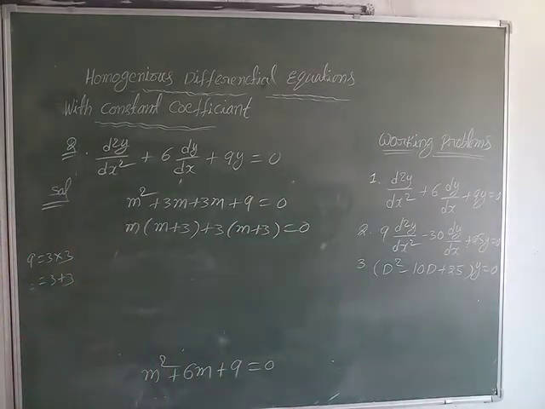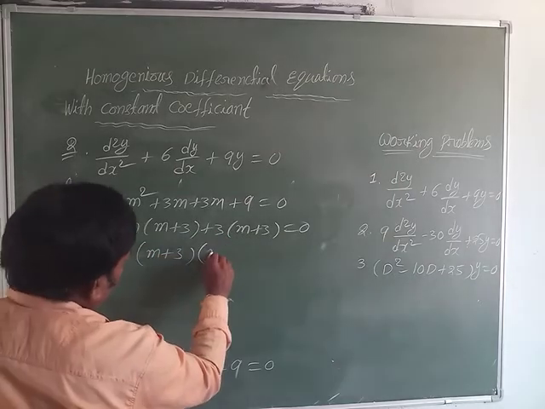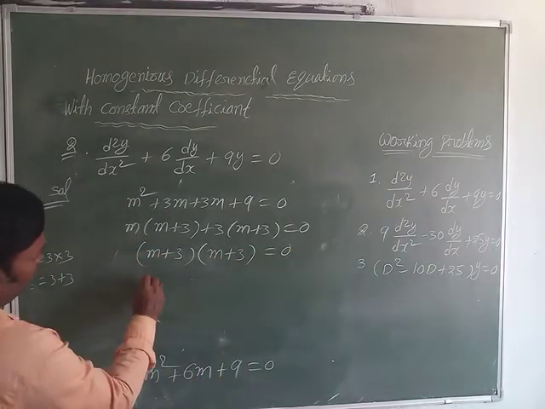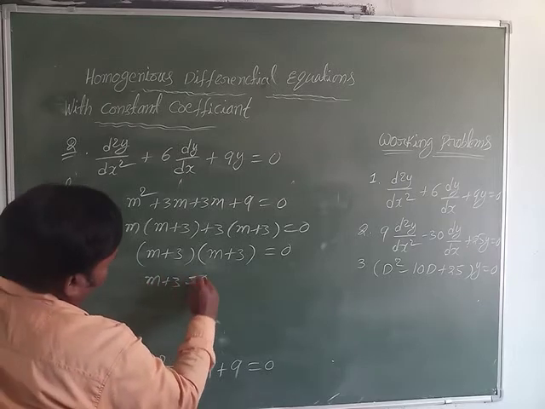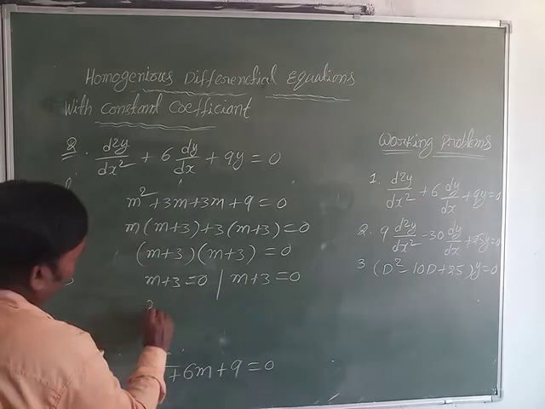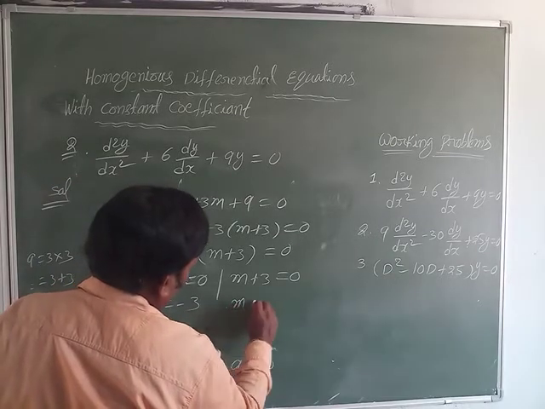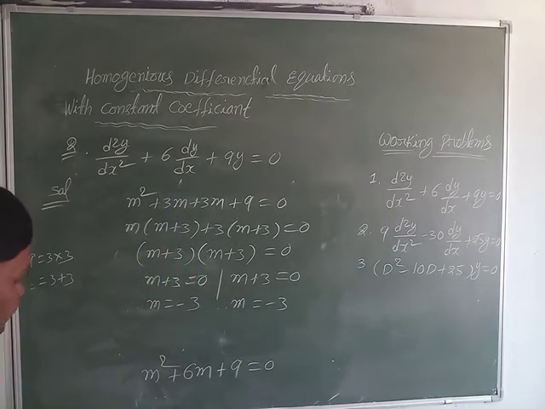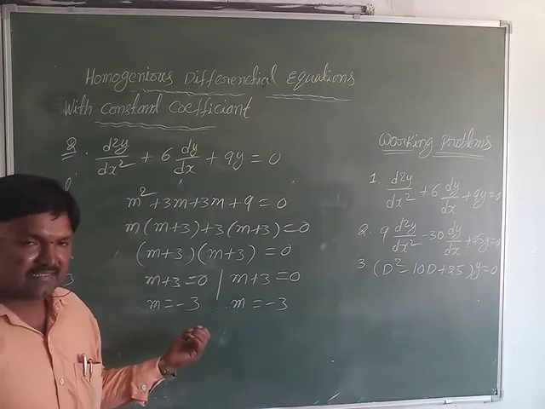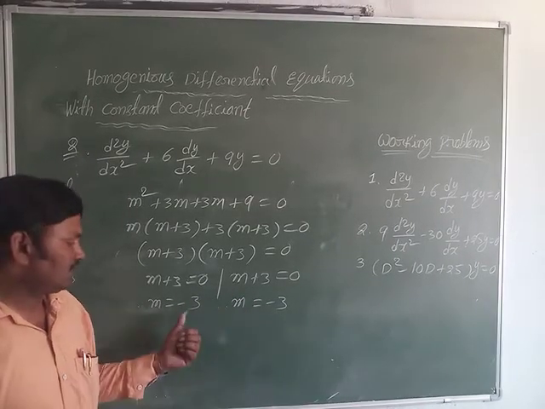Here there are two values of m. The common value is m plus 3 into the remaining m plus 3 equal to 0. So either m plus 3 equal to 0 or again m plus 3 equal to 0. In case m plus 3 equal to 0, therefore m is equal to minus 3. Here the m values are the same. That means this is the second case, where the two roots are real and equal.